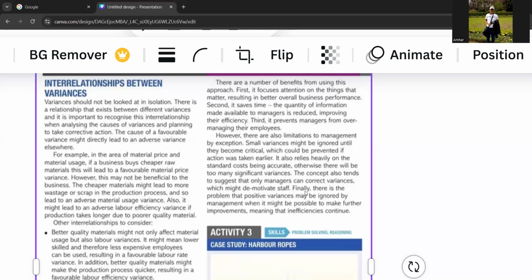Okay. And then the last one is finally there is the problem that positive variances may be ignored by management when it might be possible to make further improvements, meaning that inefficiencies continue. So what they are saying is, positive variances are ignored when they do a technique called management by exception. But if they considered positive variances, they could make more improvements. But in management by exception, they don't do that. So therefore, it's a disadvantage.